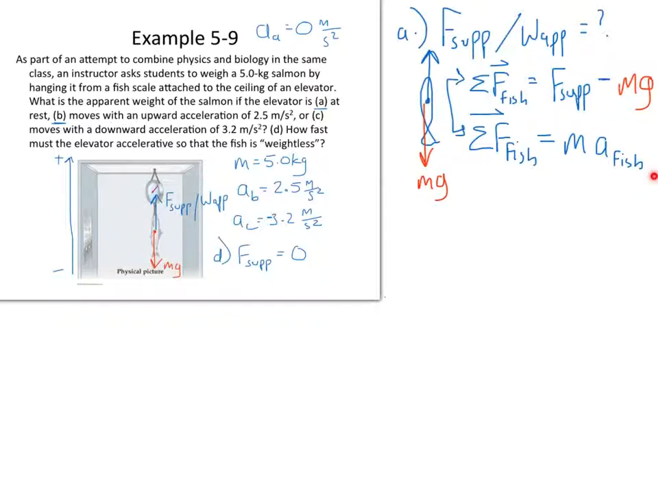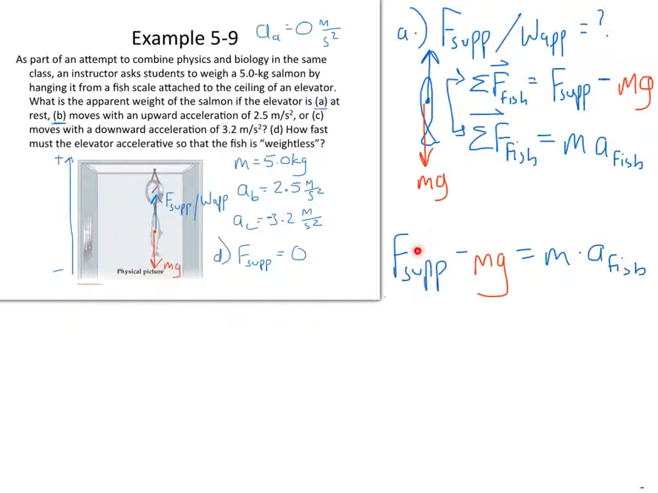So I'm going to move down here and say, all right, the supporting force minus mg is going to be equal to the mass times acceleration of the fish. Mass times acceleration of the fish. All right? Now, you're probably going to see what this is going to turn out to be, but this is mathematically proving that the supporting force is going to be what it is.